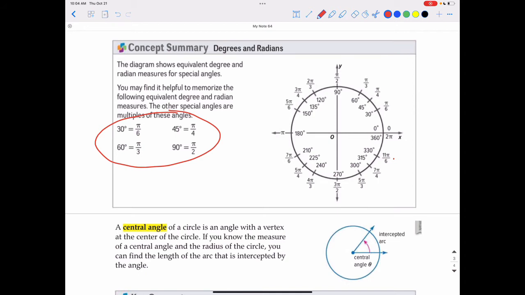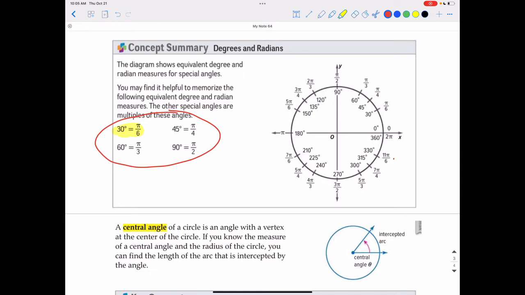30 degrees is pi over 6. That is something that is commonly used, so it's easy to remember that one. It will help you out later on. So since pi is equal to 180, 180 divided by 6 is 30. We can say 30 degrees is pi radians over 6.